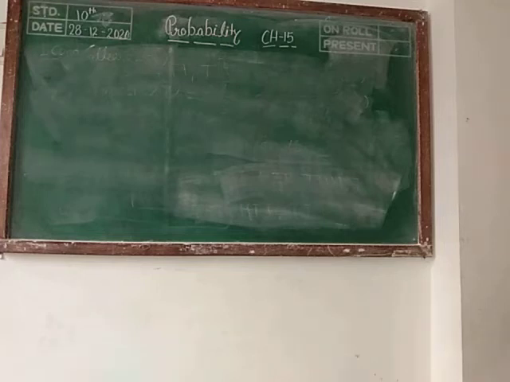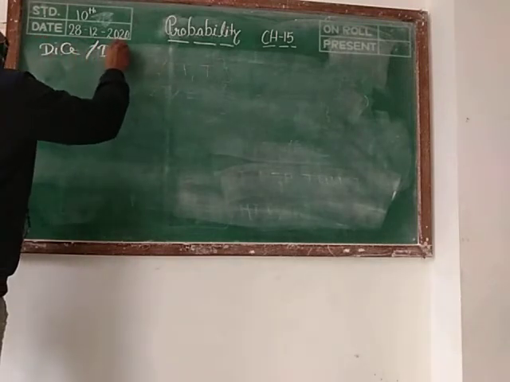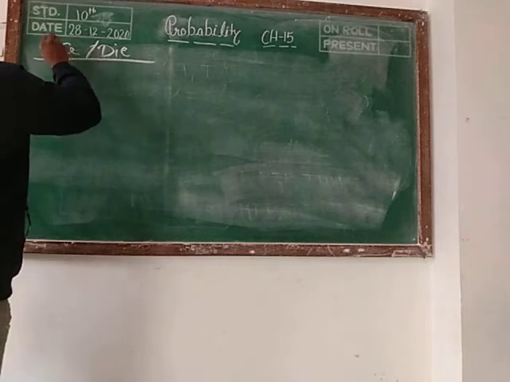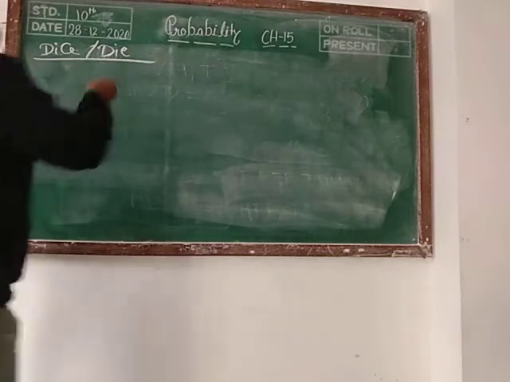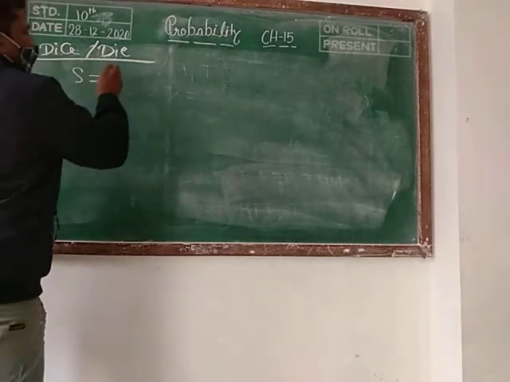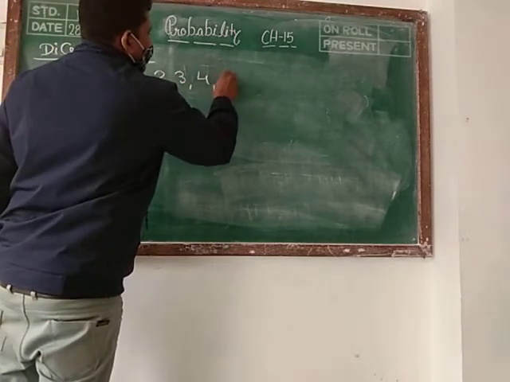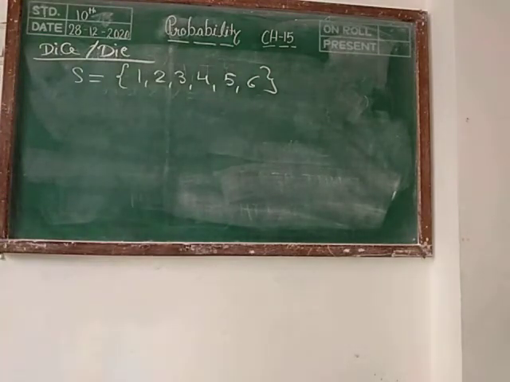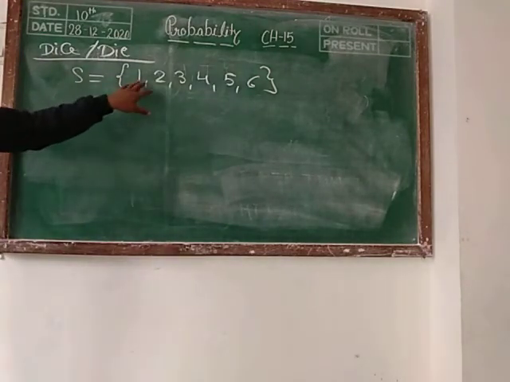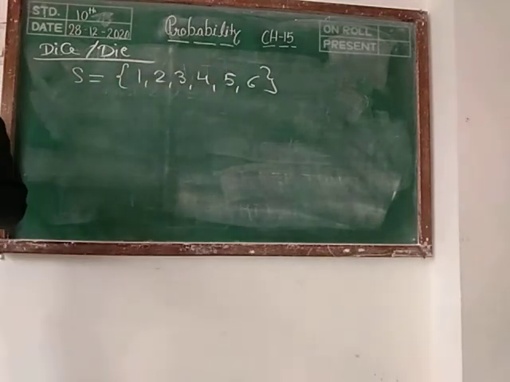Then the next concept we are getting is dice. If you are throwing a dice, then what are the possible outcomes if you throw one die? Then 1, 2, 3, 4, 5, 6. These are the possible outcomes if you are throwing one die. Either you are getting 1, either you are getting 2, 3, 4, it may be 5, it may be 6.